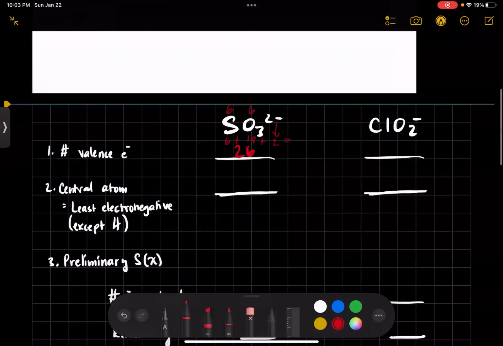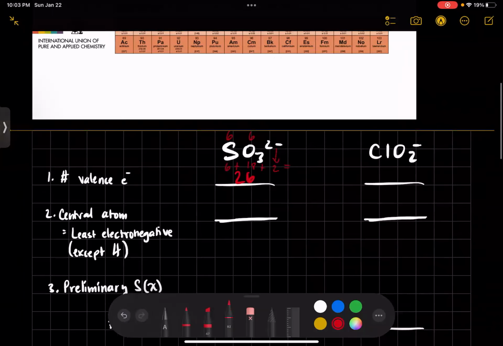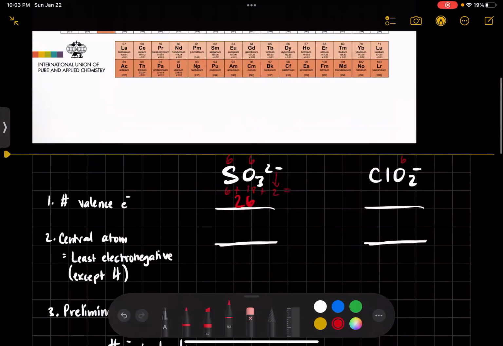And I'll do it for this structure too, just since we're up here. So 6 electrons for the oxygens, and if I look at chlorine, I have 7 electrons for chlorine. I have 2 oxygens, so that's 12. I have 1 chlorine, so that's 7. And then I have plus 1 electron for the 1 minus charge. And so here total, I have 7 plus 12, so 19, plus 1 equals 20 total electrons.